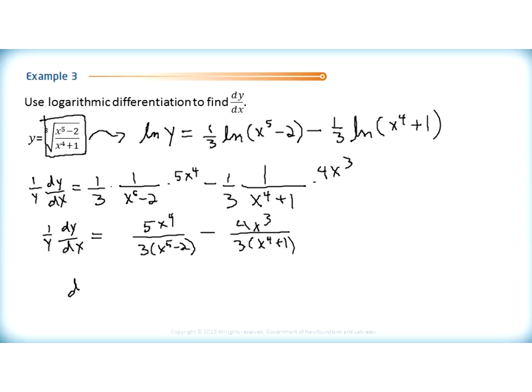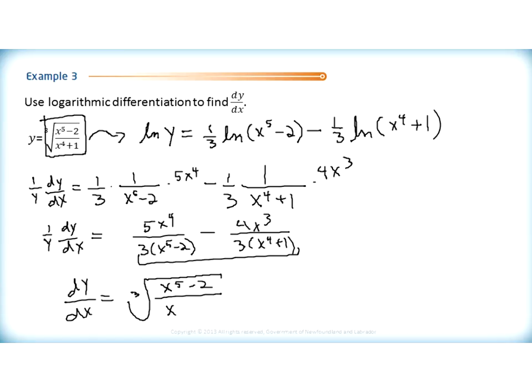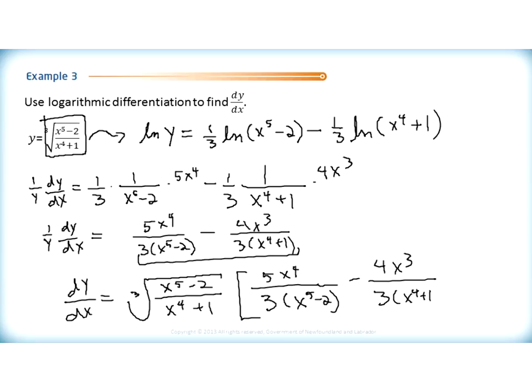So dy over dx is going to be equal to y times everything that we have over here. So it's the cube root of a whole pile of junk here. And our pile of junk starts with x to the power of 5 minus 2 over x to the power of 4 plus 1. And then I'm just multiplying by the two fractions, 5x to the power of 4 divided by 3 outside of x to the power of 5 minus 2, minus 4x cubed over 3 outside of x to the power of 4 plus 1.